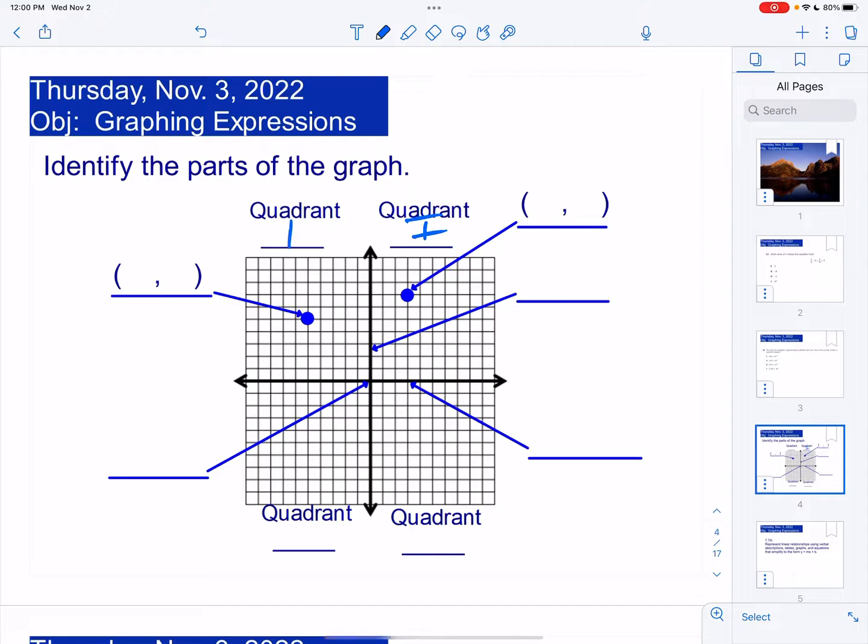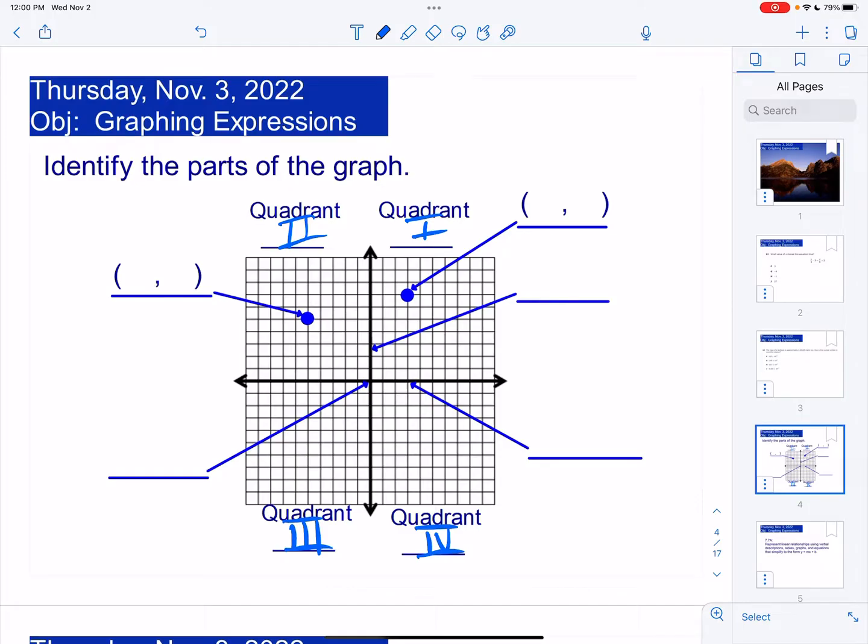Quadrant 2 will be the one on the top left, quadrant 3 will be the one on the bottom left, and quadrant 4 will be the one on the bottom right. Basically, you identify quadrants based on the letter C. Again, that's how they go.